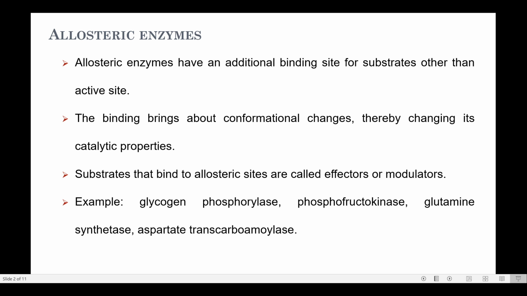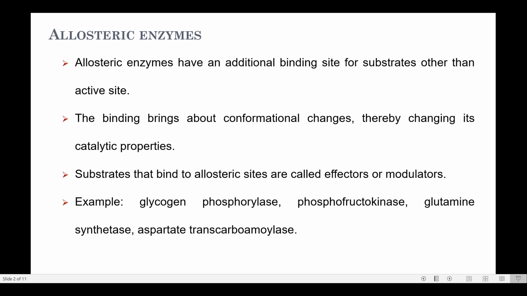For that, these enzymes have an additional binding site for substrate other than the active site. The normal binding place of a substrate to an enzyme is termed the active site. But for these allosteric enzymes, there is another area, an additional binding site for substrate to attach. The binding brings about conformational changes and thereby changes its catalytic property. And these substances that bind to the allosteric site are termed effectors or modulators.